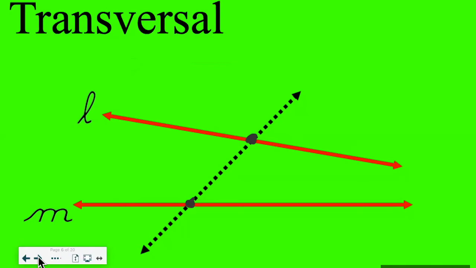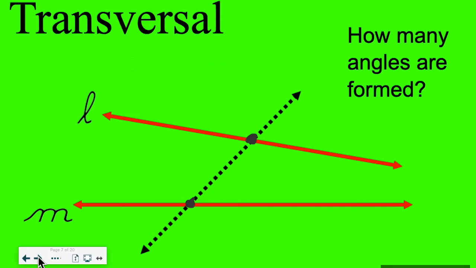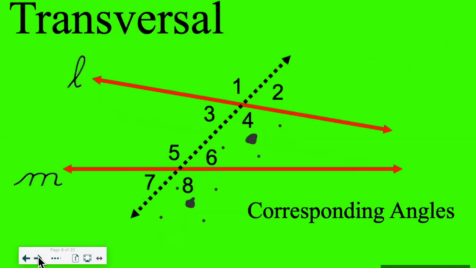Okay? So the question here is, how many angles are formed by this transversal? Well, we know that anytime you have intersecting lines, there are 4 angles created, right? 1, 2, 3, 4 for line L, and then another 4 for line M. So line L and line M both have 4 angles created by this transversal. Now there are relationships that exist. So what I'd like you to do is to number these angles. Angles 1, 2, 3, and 4 are the angles created with line L. Angles 5, 6, 7, 8 are created by line M.